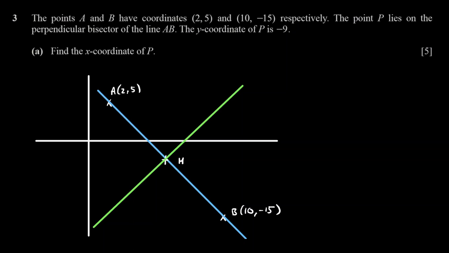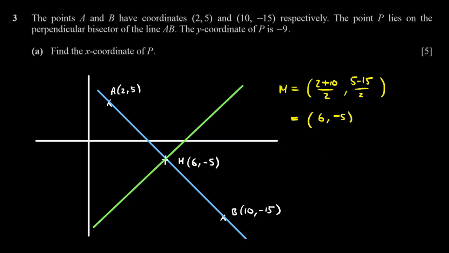All right, so if we're going to do this, what we need to do is find the equation of the perpendicular bisector, which means we need to find the coordinate of the midpoint, and we need to find the gradient of the line AB. So midpoint is found by adding up the two x coordinates and dividing by 2. So 2 plus 10 divided by 2. And we've got to add up the two y coordinates and divide by 2 to get the y coordinate. So 5 plus minus 15 divided by 2. And so if we get that, we're going to get 6 and minus 5. Okay, so the coordinate of our midpoint is 6, minus 5.